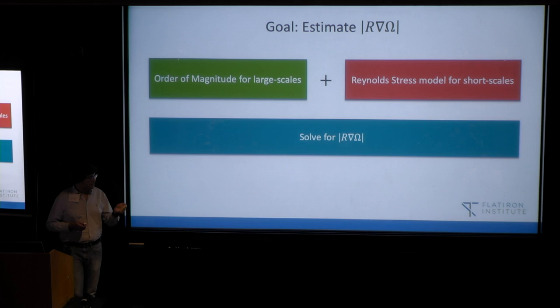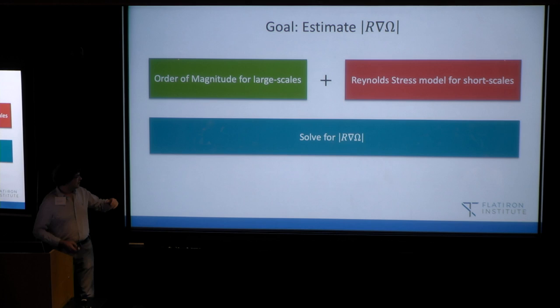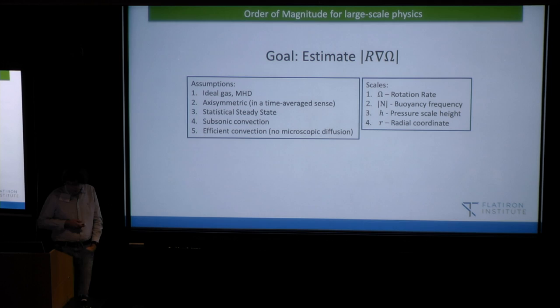You can play this two ways. One is that you're making a prediction: if you really believe what your closure model is saying, then you're making a prediction of the shear. On the other hand, if you don't believe it, then maybe you're looking at observations, using that to get this output, and then constraining what your closure ought to be. So that's the goal.